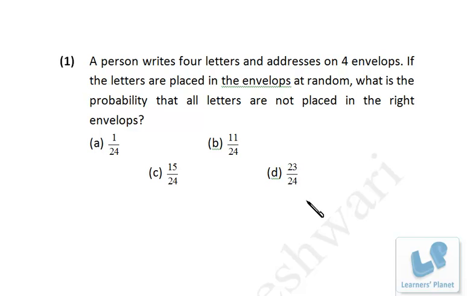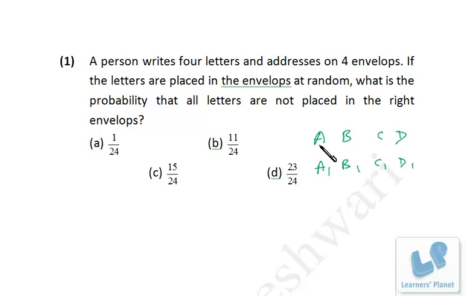Now friends, it's a very simple question. Suppose we have 4 letters A, B, C, D and their 4 envelopes are A1, B1, C1, D1. So only one combination will be correct, right? That means A should get into A1, B should get into B1, C should get into C1 and D should get into D1, right? All other combinations will be wrong, right?